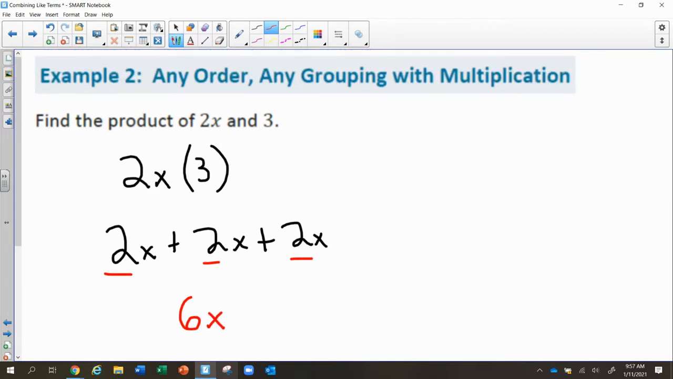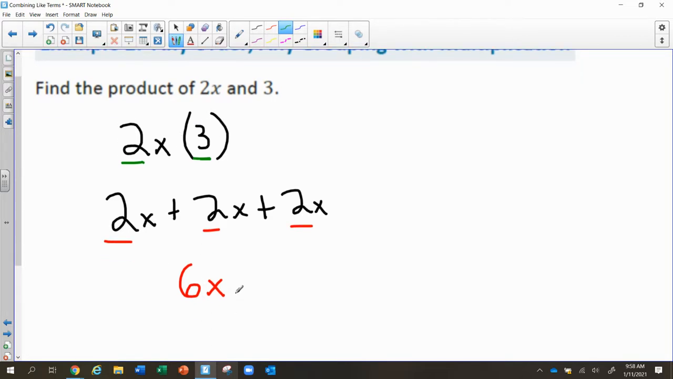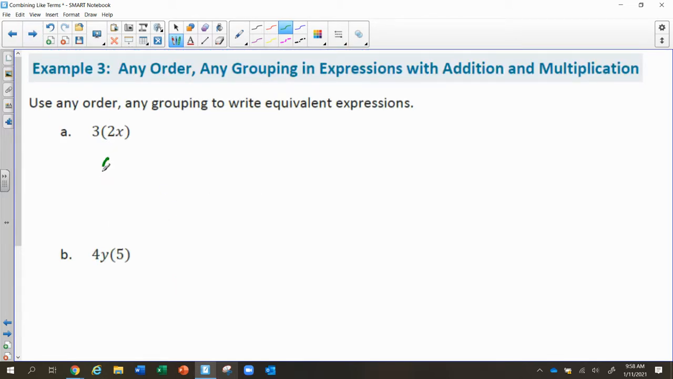Well, what did I really just do? I multiplied the coefficient by this number. So when I find the product of a term, I can just multiply everything in that term and combine it into a single term. So this one is 6x. That's what we just did.